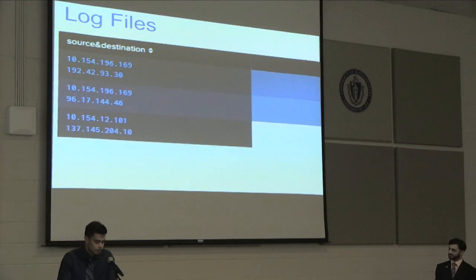Up here on the slides, we have source and destination IPs. We're basically looking at what Splunk would output. I know you can't see it right now, but on the right-hand side would be how many communications are going on between these IPs. For the first row, 10.154.196.169 communicated with the 192 IP, and on the right-hand side it says it communicated 7,500 times, so it's quite a bit.